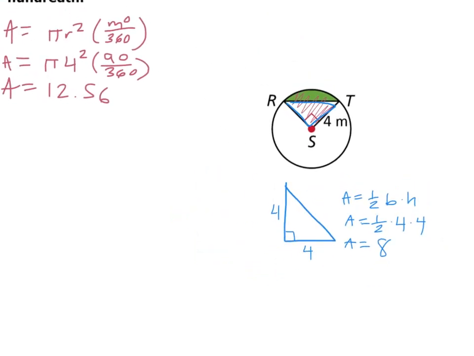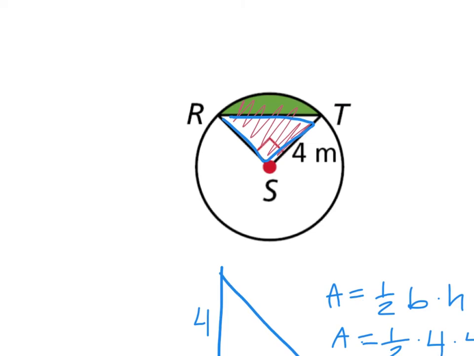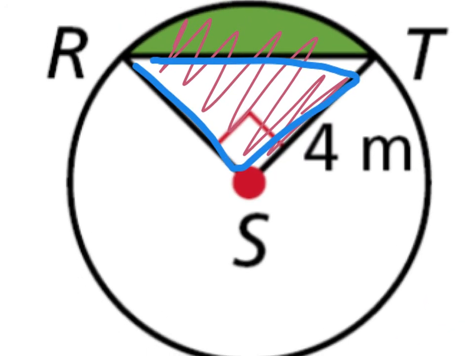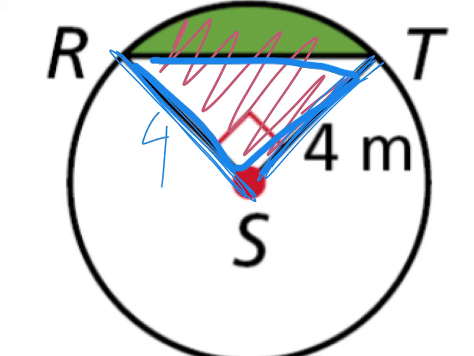How do you know that the height is also 4, even though it's just the base? Okay, good question. Because our radius is this part of the triangle, and we also have a radius here, and all of our radii of the same circle are equal. So that would make this 4 also. Great question.